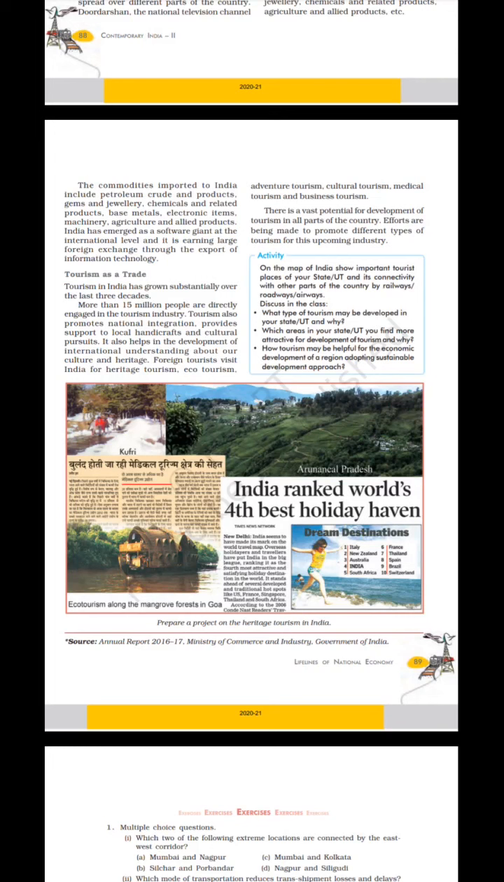Activity. On the map of India show important tourist places of your state UT and its connectivity with other parts of the country by railways, roadways, airways. Discuss in the class. What type of tourism may be developed in your state UT and why? Which areas in your state or UT do you find more attractive for development of tourism and why? How tourism may be helpful for the economic development of your region adopting sustainable development approach.